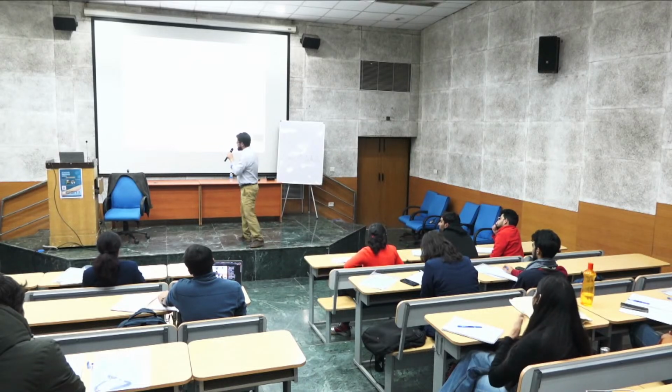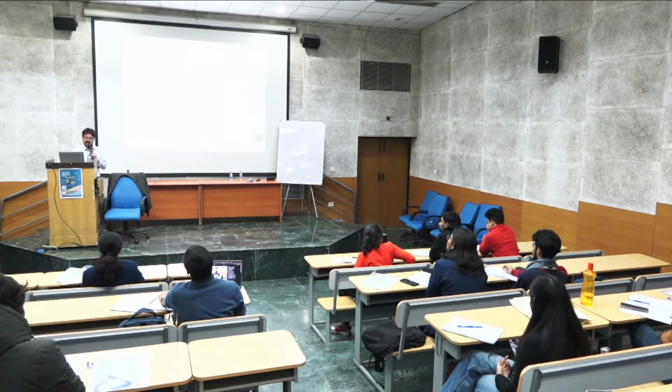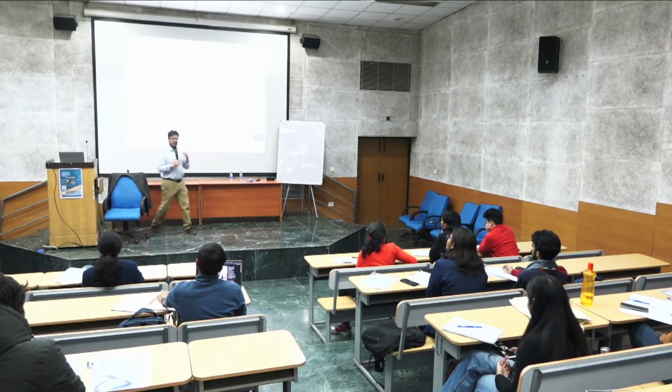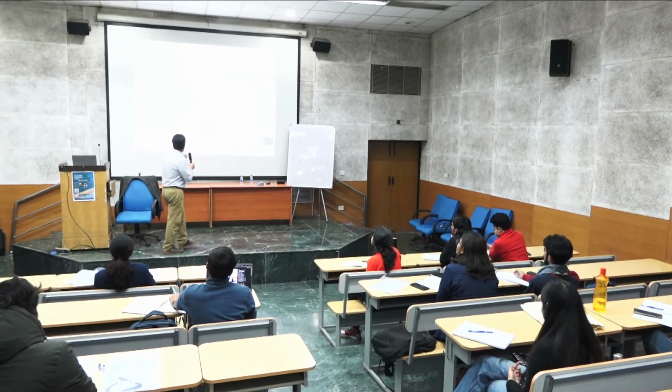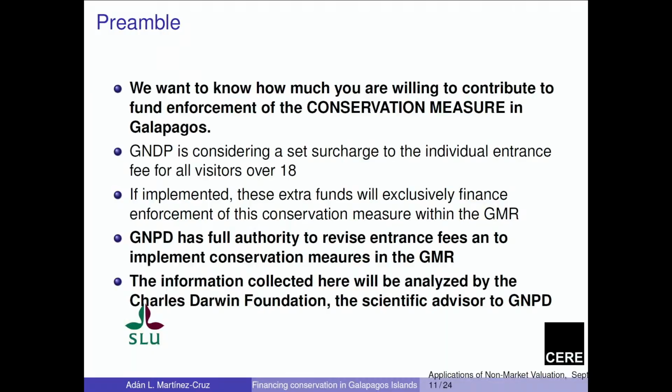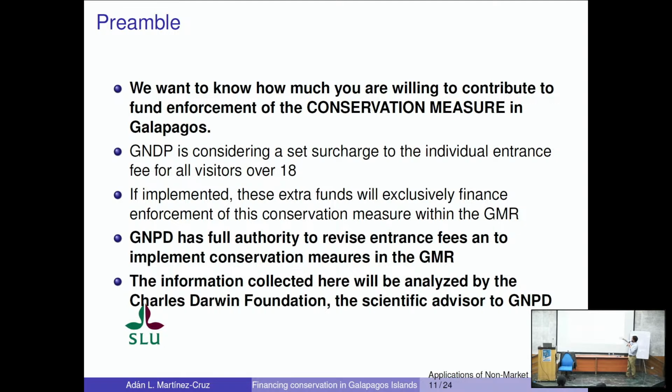In the case of the Galapagos, let me show you how we did it. Remember, policy consequentiality, okay? I'm going to go to the other consequentiality. We want to know how much you are willing to contribute to fund enforcement of a conservation measure in Galapagos. Because the GNDP, which is the government body, is considering increasing the fee for everyone who is older than 18. If implemented, these extra funds will exclusively finance enforcement of conservation measures.